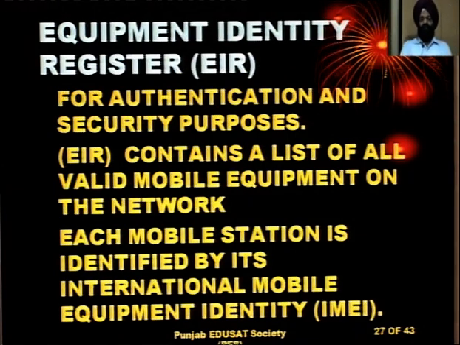Then the equipment identity register, EIR, is again for authentication and security purposes. The EIR contains a list of all valid mobile equipment on the network. We have seen that in our country, before 2-3 years, there was no equipment identity register, and each person was given a mobile phone at any time, anywhere, any location without any checking.